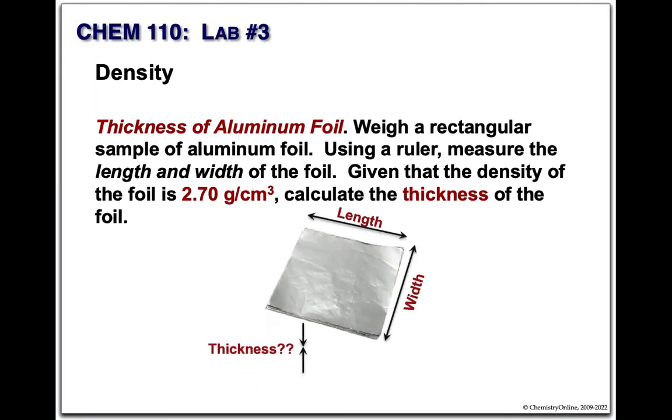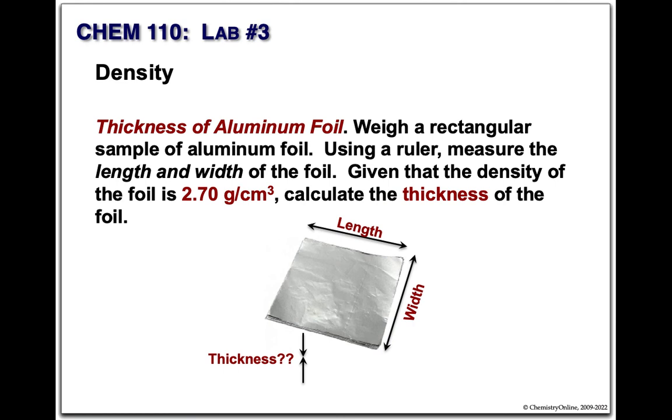All right, that winds up chapter 3. We will do lab number 3 on Wednesday. Lab number 3 is density. So you want to review density calculations. We will do a remarkable thing using density calculations. We're going to take a piece of aluminum foil and we are going to calculate its thickness based on the density of aluminum foil. Kind of neat.